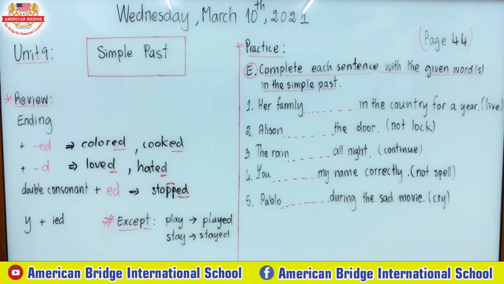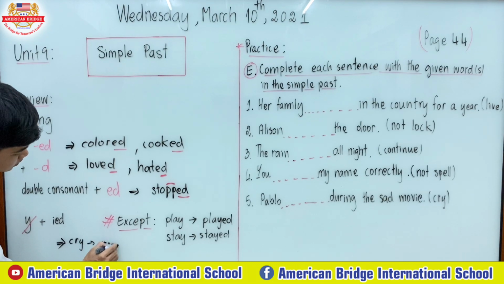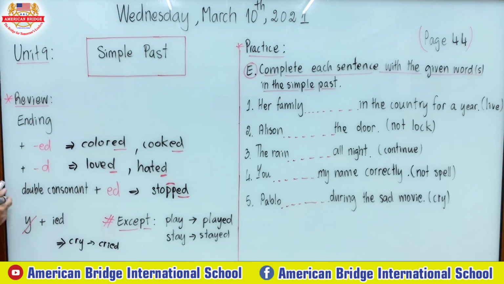Next, we have the verbs that end with y. You have to change y and then add ied. For example, the verb cry. For cry, you change it to cried with ied. So we change y to ied, cried.